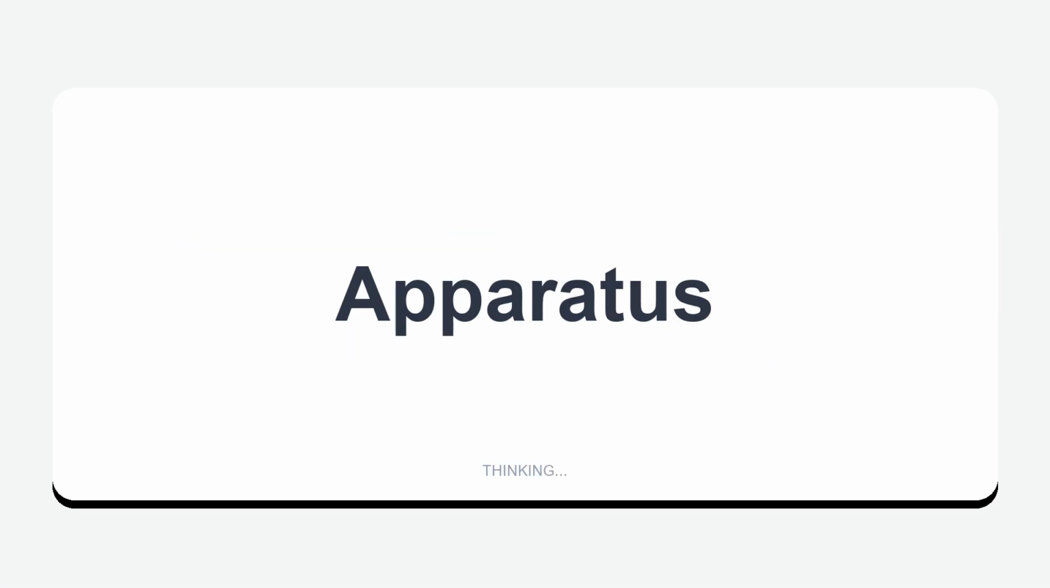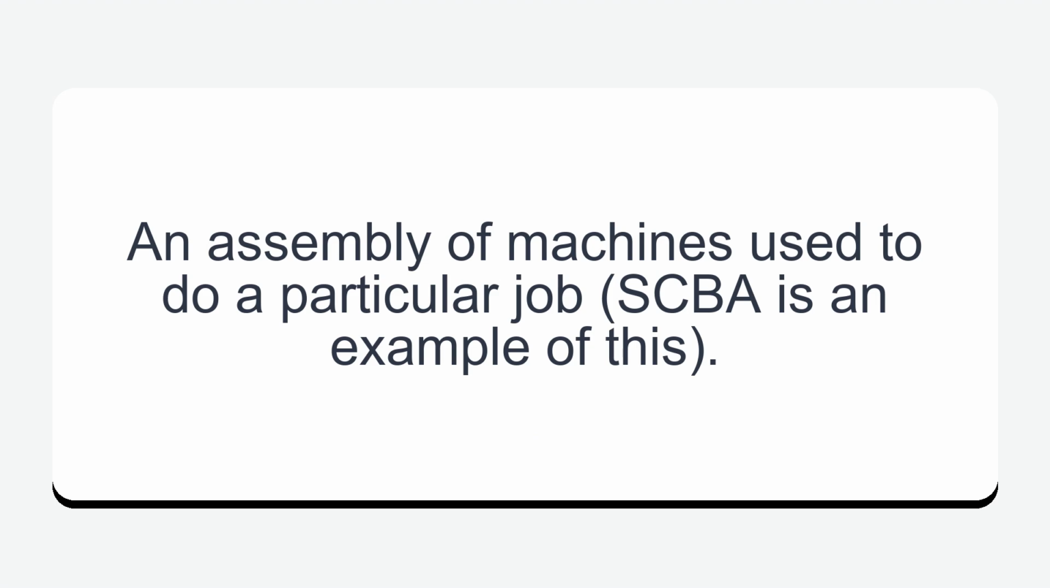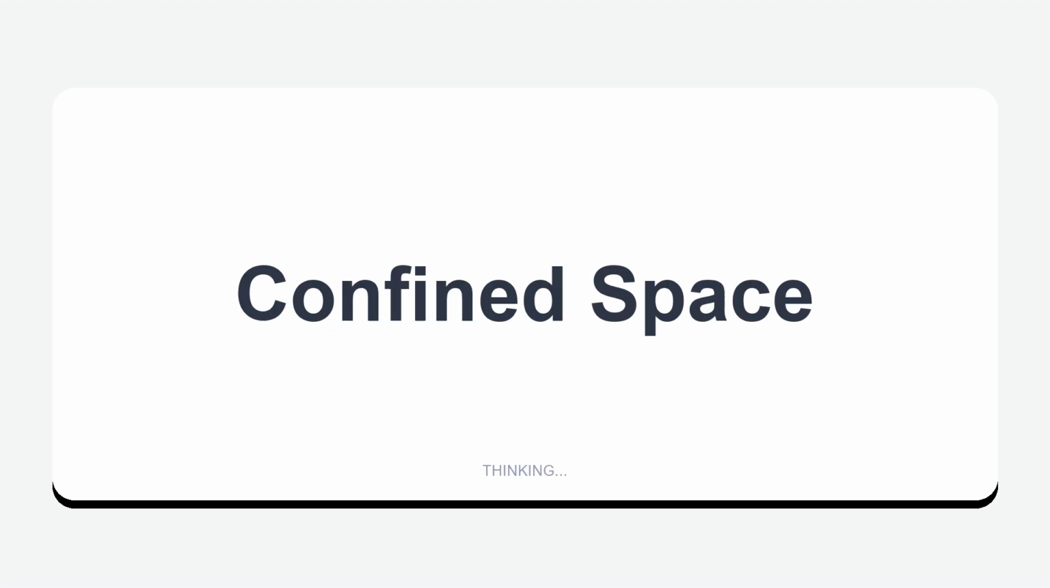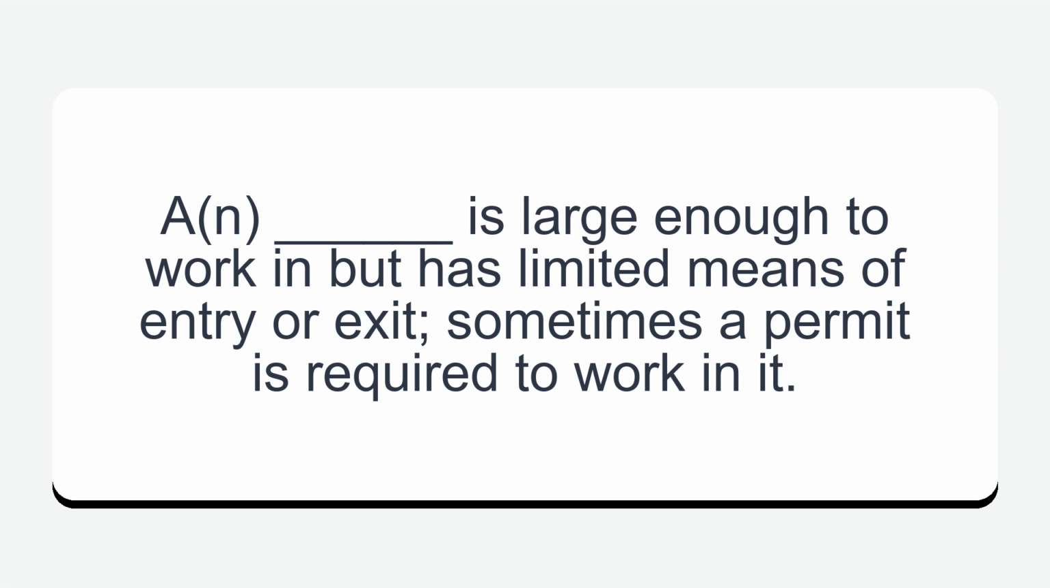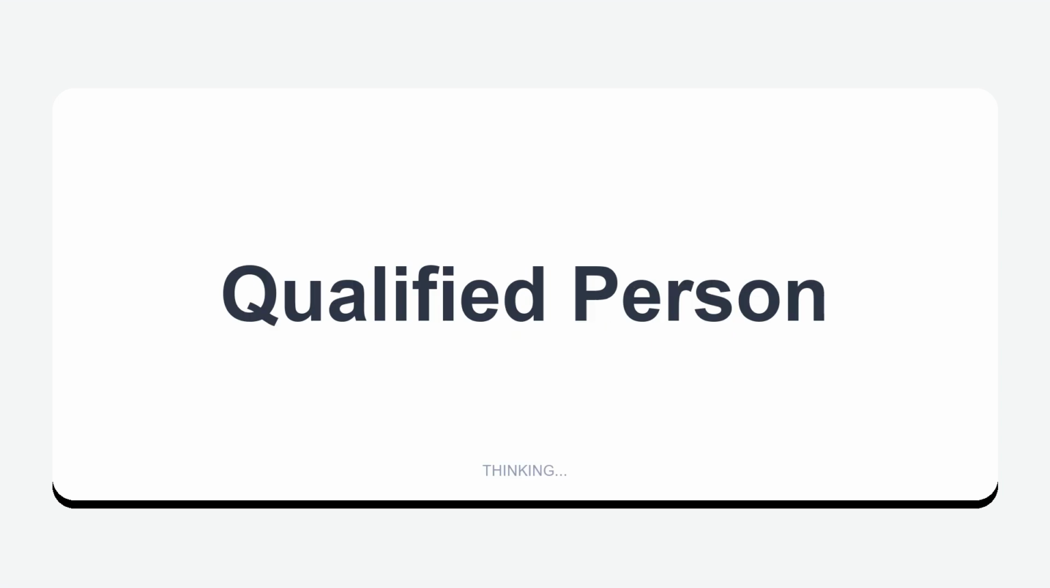Apparatus: an assembly of machines used to do a particular job. SCBA is an example of this. Confined space: large enough to work in but has limited means of entry or exit. Sometimes a permit is required to work in it.